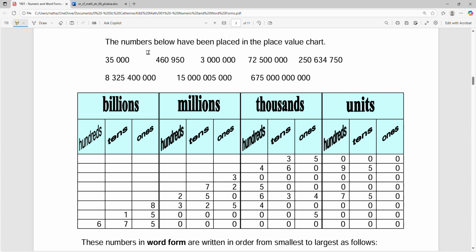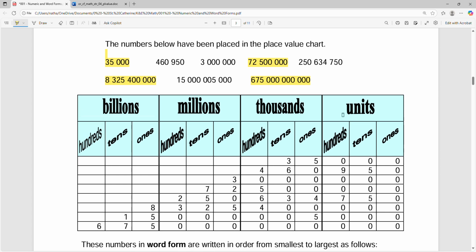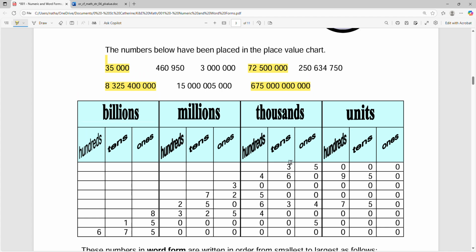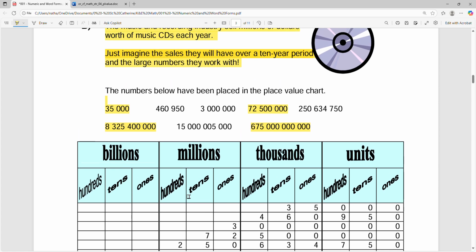So here we have the numbers below that have been placed in the place value chart. 35,000 as an example, 72,500,000. What do we have here? 8,325,400,000. Big number. And look at that, 675 billion. Okay, that's going to be a best-selling artist for sure. So again, we've got the numbers here in order from smallest to biggest, placed into the place value chart.